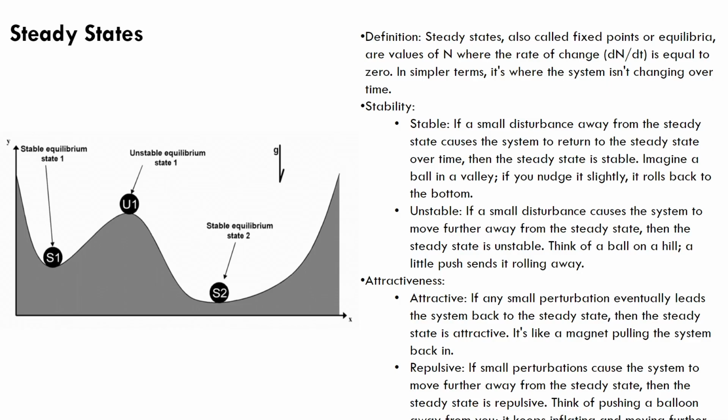So S1 and S2 are stable steady states because if you perturb them they will come back to their original state. But U1 is an unstable steady state because if you perturb it, it will not come back to its original state. Basically, steady states can be stable or unstable. As I defined, if a small disturbance away from the steady state causes the system to return to the steady state over time, then the steady state is stable. And if a small disturbance causes the system to move further away from the steady state, then the steady state is unstable.